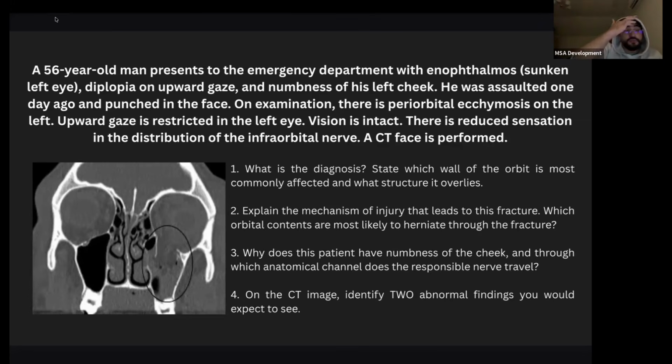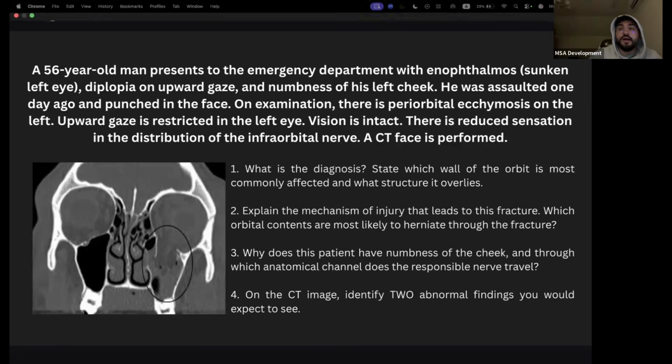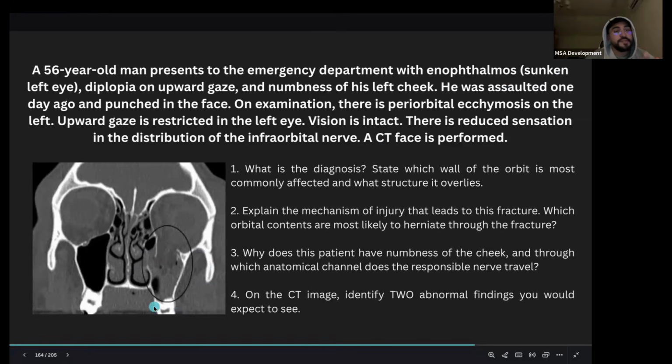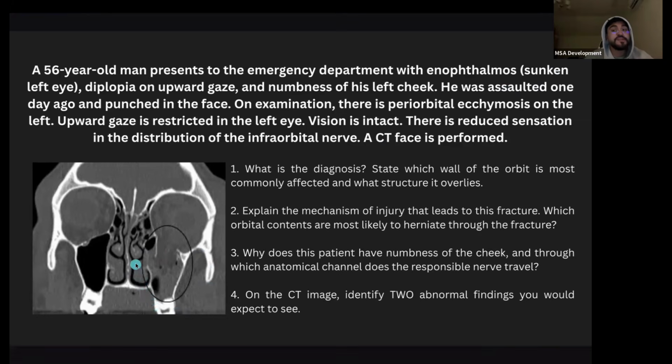So, first of all, what's the diagnosis? What do you think this is? So this is traumatic, right? It's a traumatic finding. So what do you think it is? This is a left orbital blowout fracture, and it's most commonly seen in the inferior wall of the orbit, which forms the roof of the maxillary sinus. Okay, now how did this injury lead to this fracture? Like, what is the mechanism of the injury? Okay, and what orbital contents are most likely to herniate through the fracture?